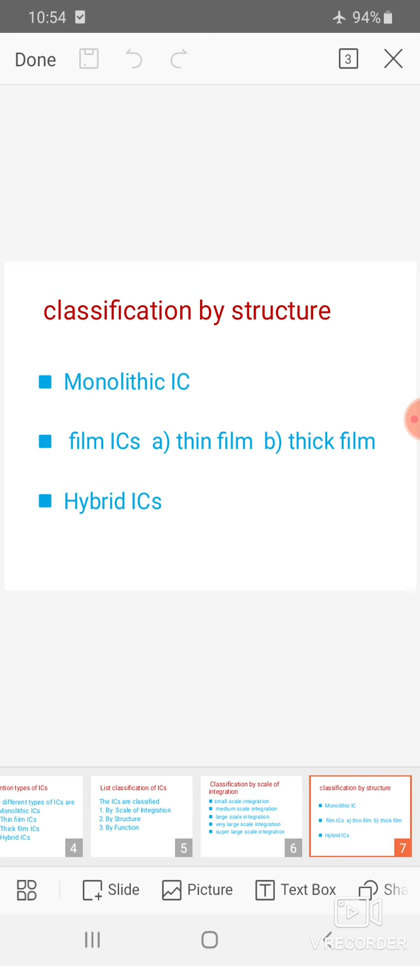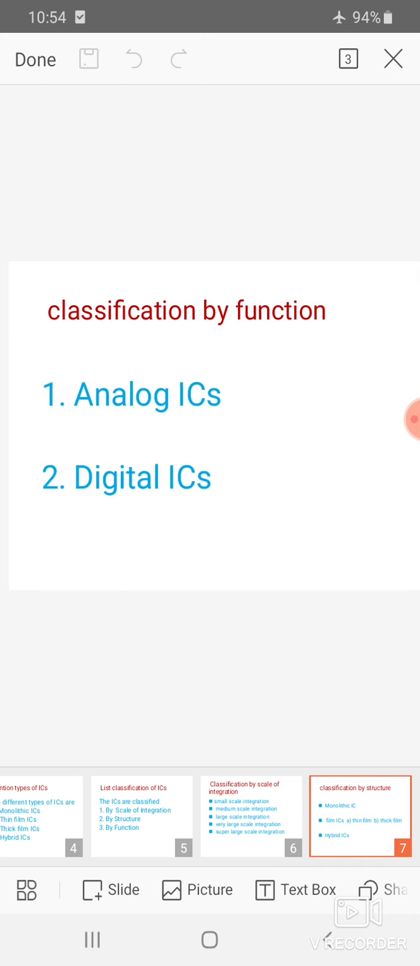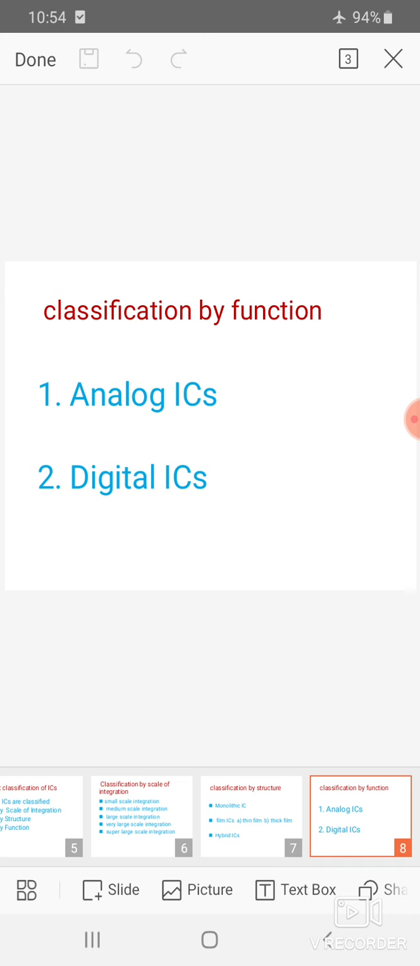Now coming to the classification by structure: monolithic IC is one type of IC. Then thin film ICs, in that there are thin film and thick film ICs. Then hybrid ICs. Then classification by function: analog ICs, which are used for analog operations, and digital ICs, used for digital operations. Examples for analog ICs are op amps and timer circuits. Digital ICs are timer circuits, basic gates, logic gates, memory chips, etc.